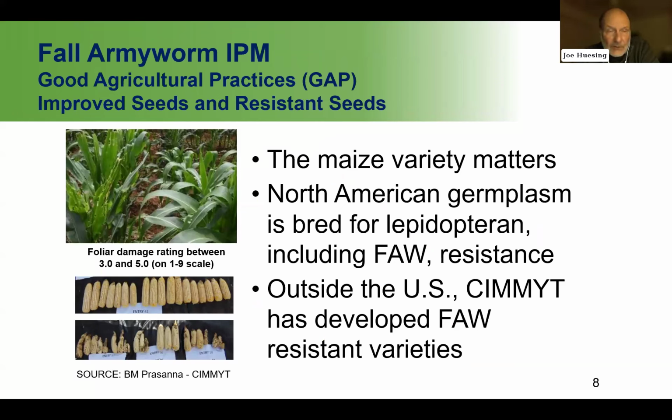Next slide, please. The maize variety matters. In North America, almost all the germplasm is bred for lepidopteran resistance, including fall armyworm resistance. That's even non-GM materials bred for that purpose. But I can tell you outside the U.S., what we found is a lot of maize was not bred for fall armyworm resistance. And this is just some pictures here at the bottom from CIMMYT that has screen material in Africa. The stuff at the bottom that they originally were using was not resistant, and they very quickly were able to identify lines that are pretty tolerant to fall armyworm.